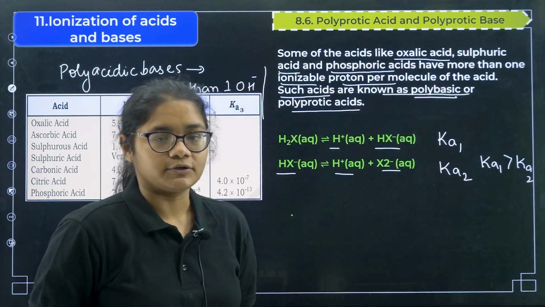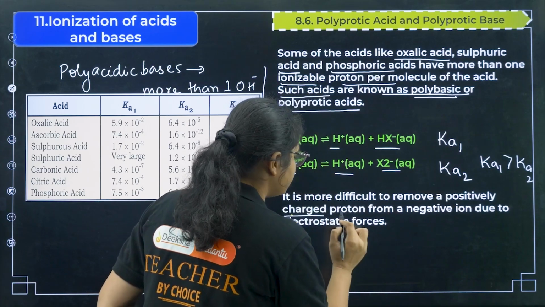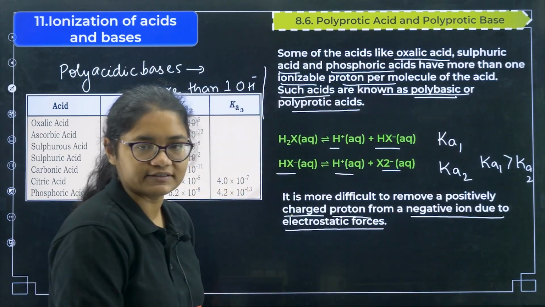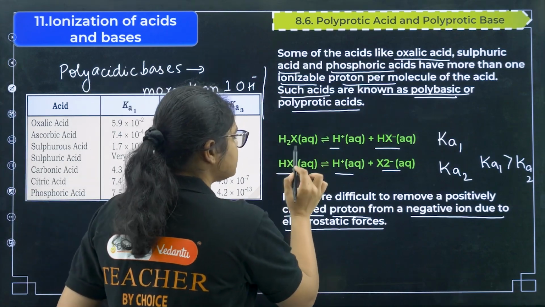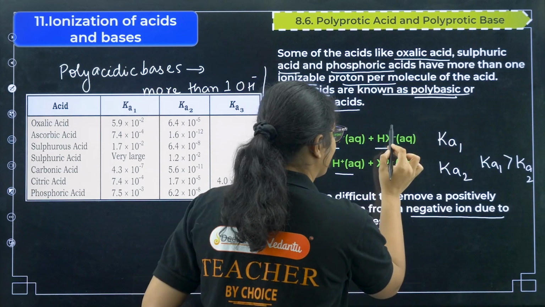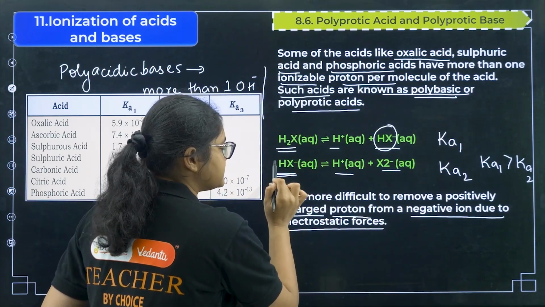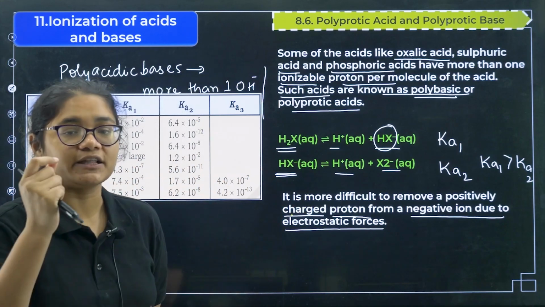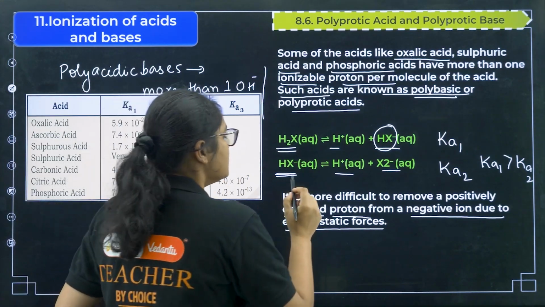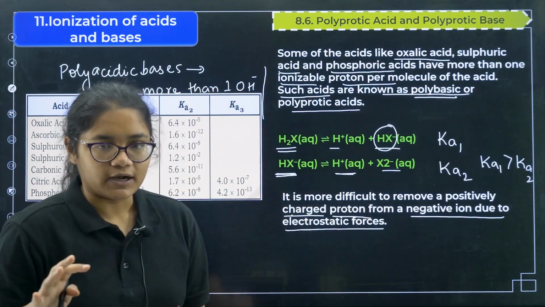Now, what is the reason for that? The reason is that it is more difficult to remove a positively charged proton from a negative ion due to electrostatic forces. You can see that once this was a neutral species, right? You removed one proton, then you got a negative species, that is HX minus. So this negative species will attract this positive H plus, or positive proton, more tightly, right? That is why removing a proton from a negatively charged species is very difficult.